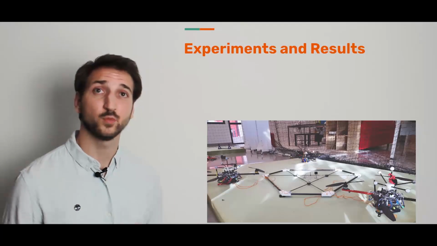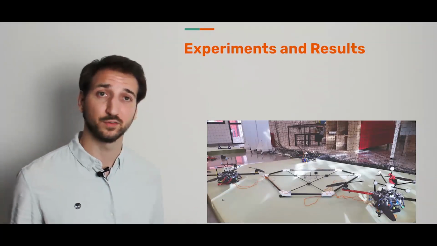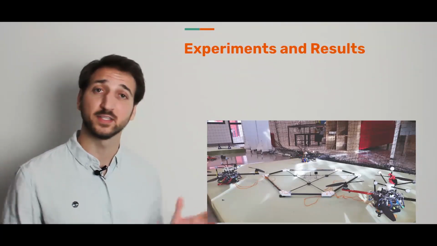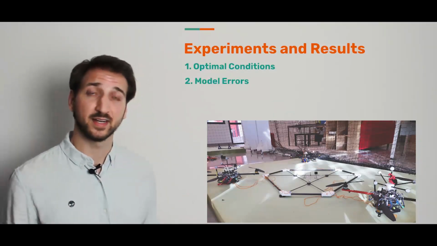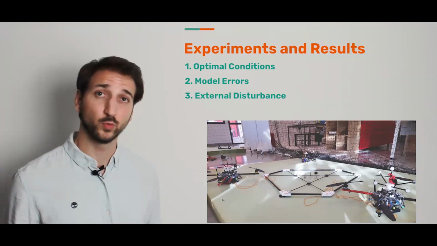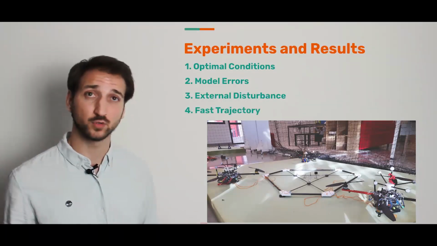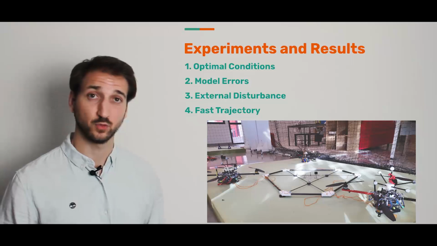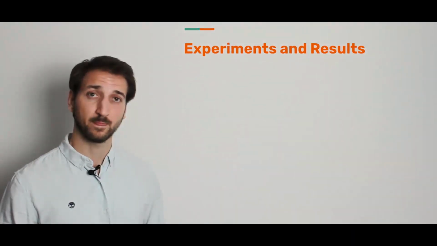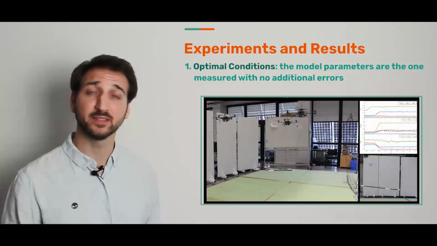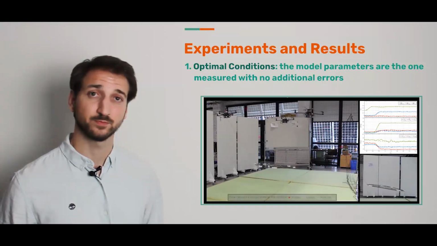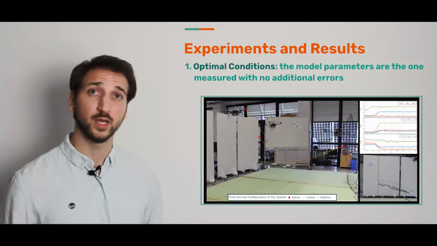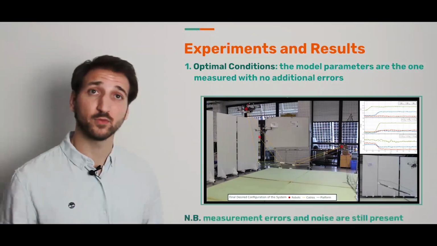Going to the results, we executed our testing for different conditions. The first one is in optimal condition, considering then the model error, simulating an external disturbance like the wind, and finally, despite being out of scope, even tracking a fast trajectory. In optimal condition, the model parameters are the ones measured with no additional errors. Notice that, however, the measurement errors and noise are still present.